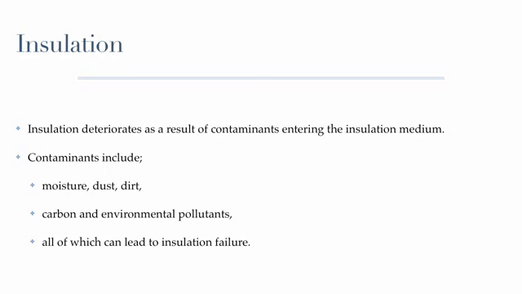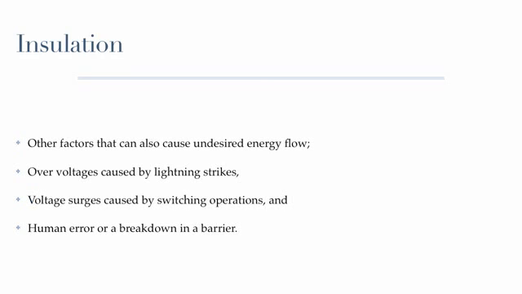Insulation deteriorates as a result of contaminants entering the insulation medium. Contaminants include moisture, dust, dirt, carbon, and environmental pollutants, all of which can lead to insulation failure. Other factors that can cause undesired energy flow are overvoltages caused by lightning strikes, voltage surges caused by switching operations, and human error or a breakdown in a barrier.